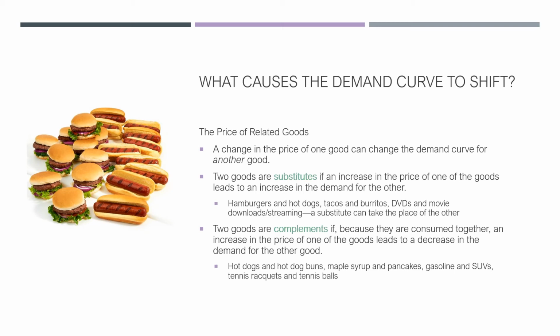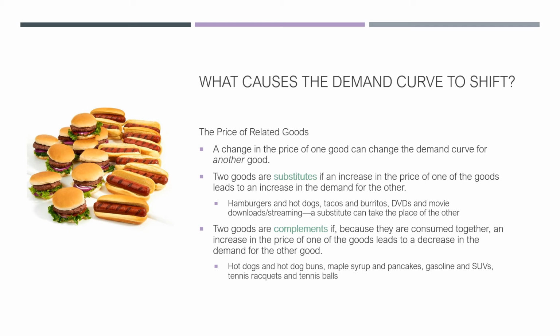Some pairs of goods go well together. For example, buns and hot dogs are complements. When people buy one of these goods, they are likely to also buy the other. When two goods are complements, an increase in the price of one of the goods leads to a decrease in the demand for the other.